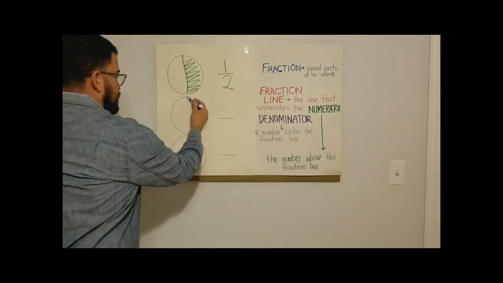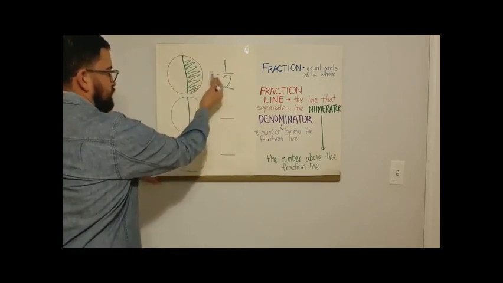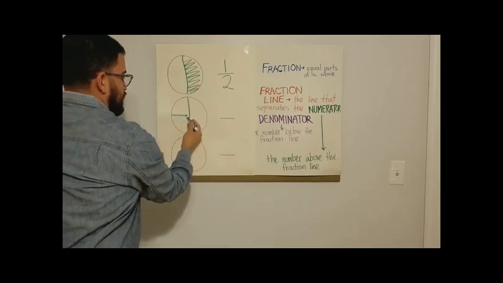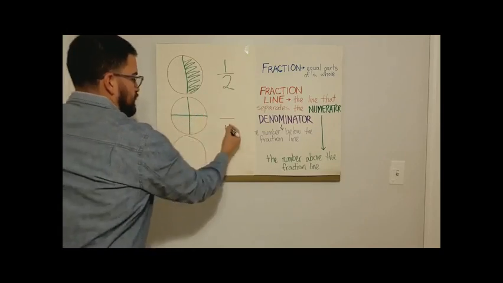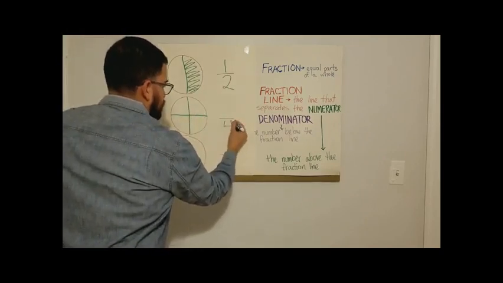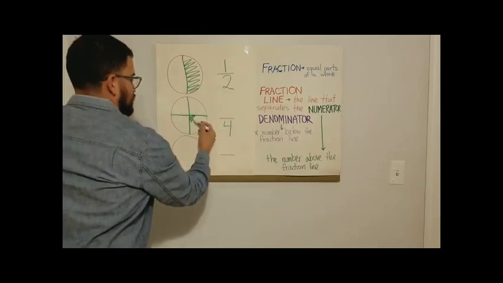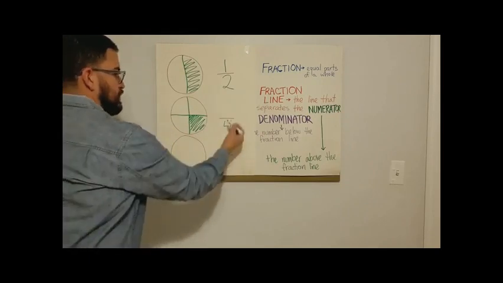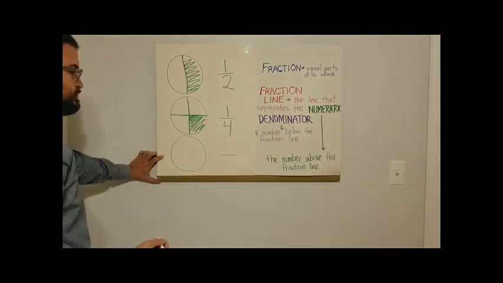How about this one here? We split it in half, and then we split that in half again. But now we have 4 equal parts. Let's say we take one piece of that. We label that on the numerator as 1.